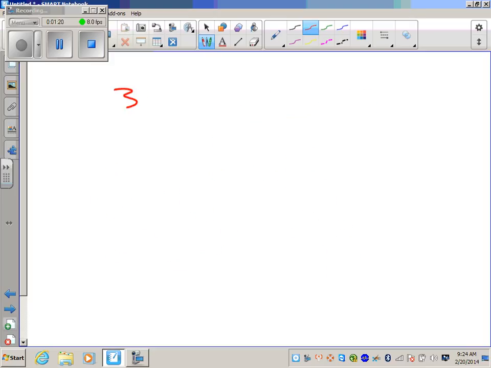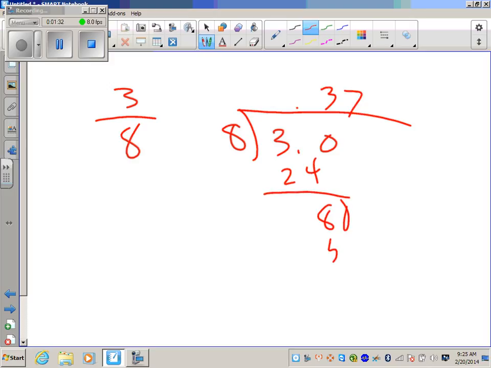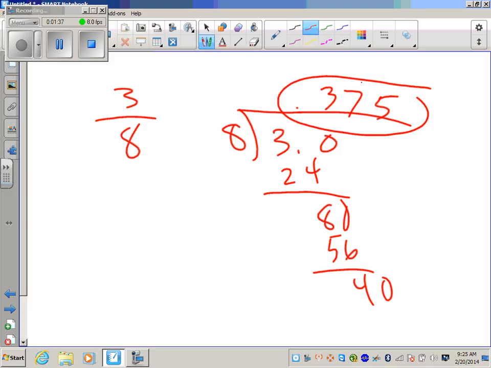Right now, put 3/8 into a decimal. Okay, so 8 goes into 30, we say 3 times. Goes into 7 and into 40. We should have gotten 0.375.